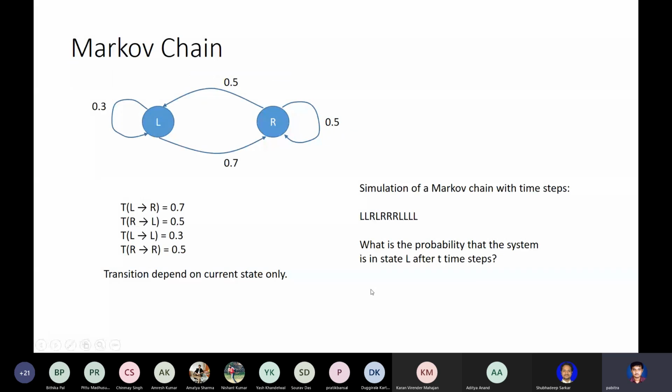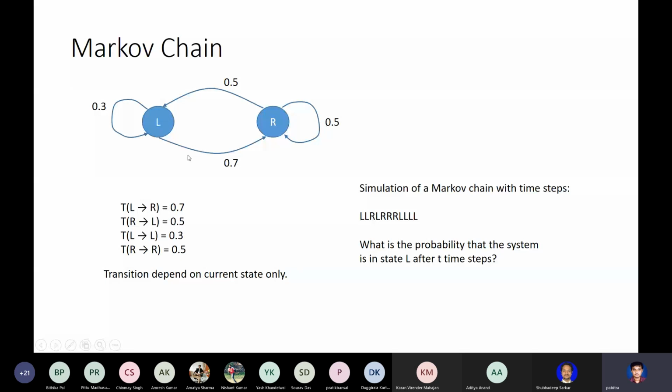Okay, so that's what happened. A person is in some state, let's say L, and in the next time step, she can either move to the other room with some probability, or stay in the same room with some probability. So now we can simulate this thing.